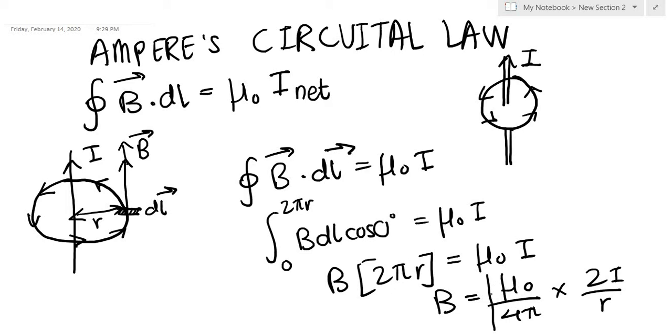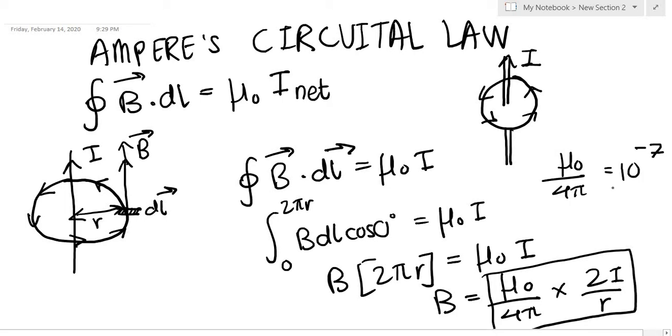But I say this is a constant value. The mu naught by 4 pi is a constant that we know, and they provide you in the question paper also. It's 10 to the minus 7, this constant. Because for finding mu naught, again, we'll have to multiply by this factor of 4 pi, and then it's just better to write this as mu naught by 4 pi. And see, we have the same formula again. Now that's one application of Ampere's circuital law.